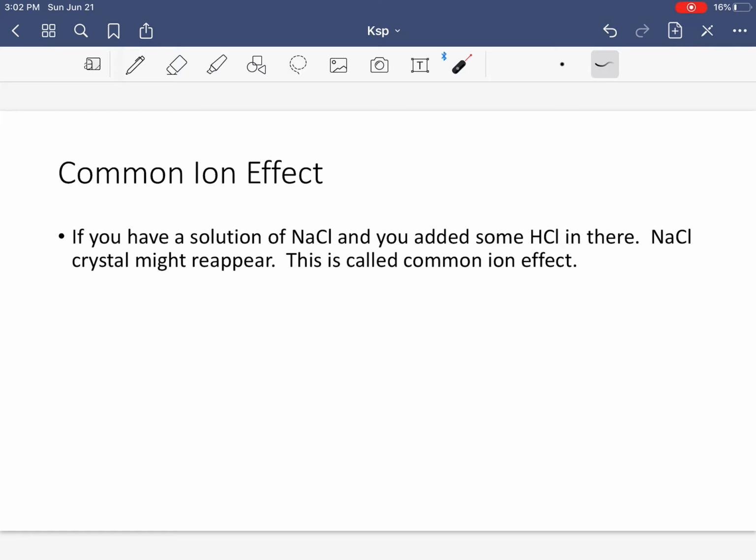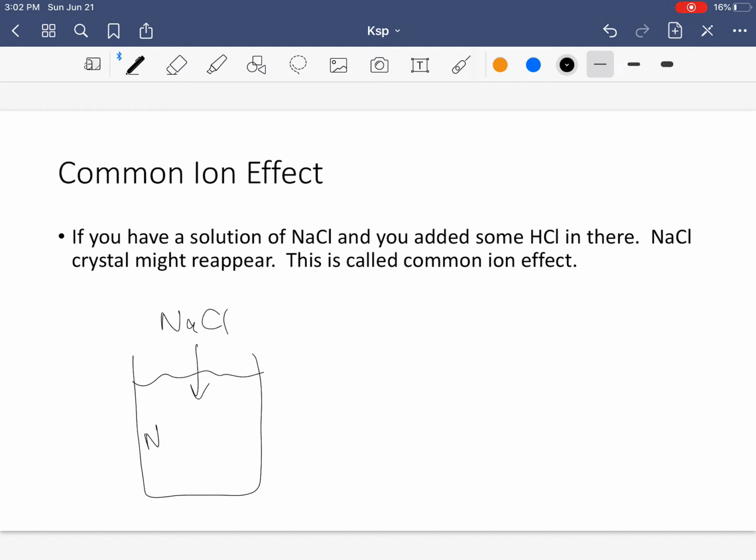So let's say you have a solution right here. Okay, you have a solution of NaCl in water. So you're going to get a whole bunch of Na plus and Cl minus. Okay? And for some reason, some guy decided that it's a good idea to put in some HCl in there.